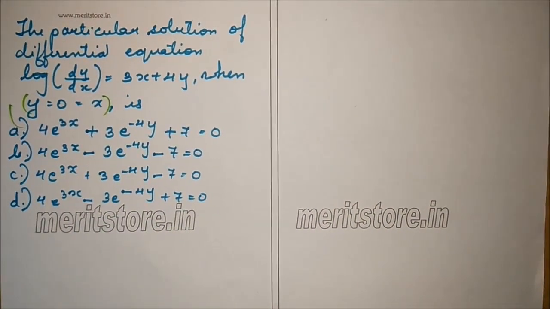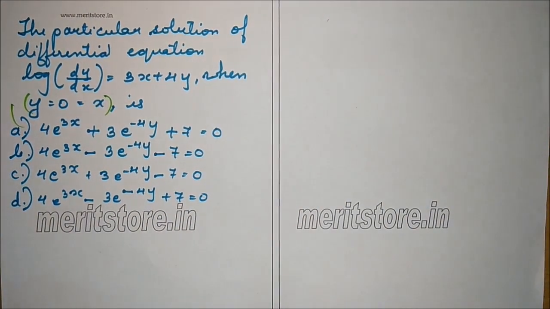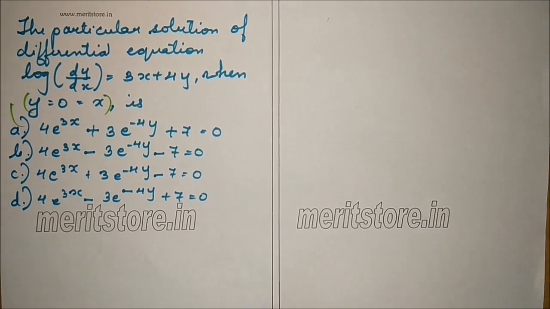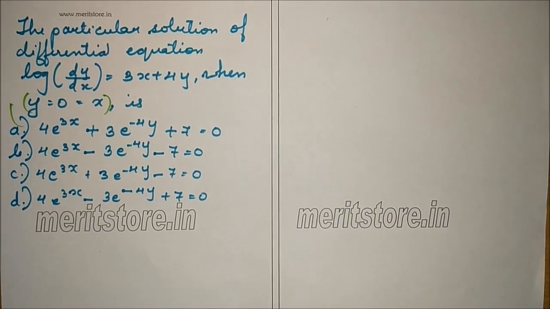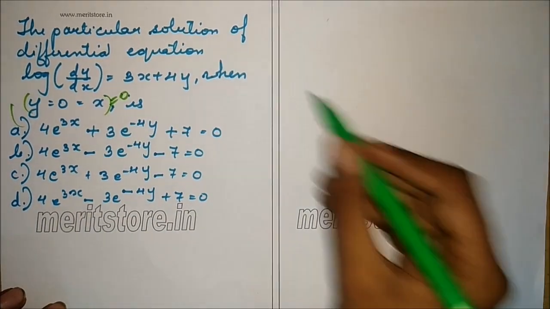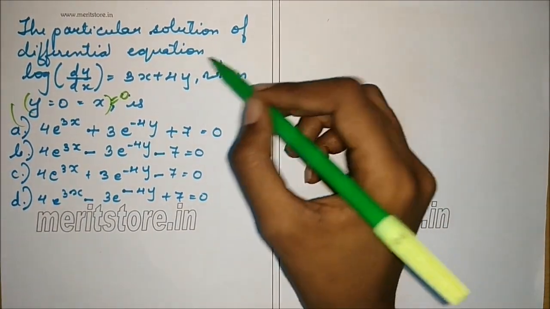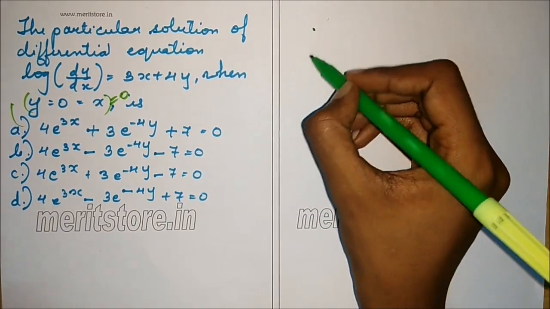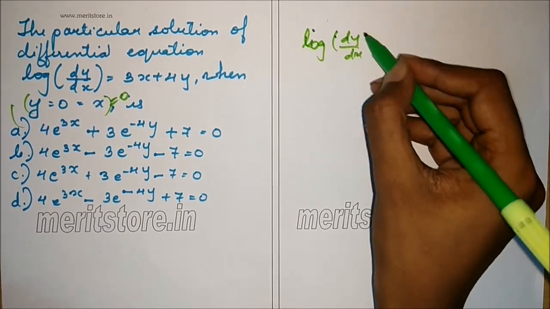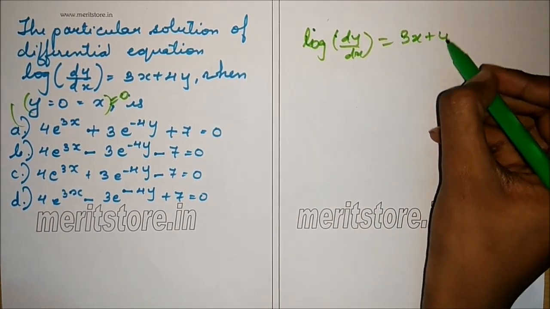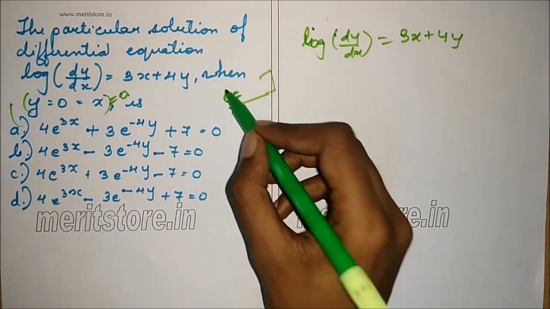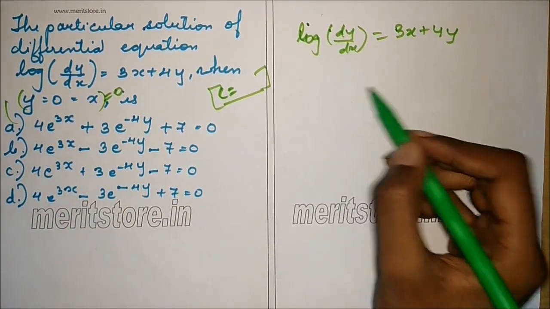The particular solution of differential equation log of dy by dx equals 3x plus 4y, when y is 0 and x is 0. So we have to find the particular solution for this one. What is given is log of dy by dx is equal to 3x plus 4y. Particular solution means we have to find the value of the integration constant c and find the solution.